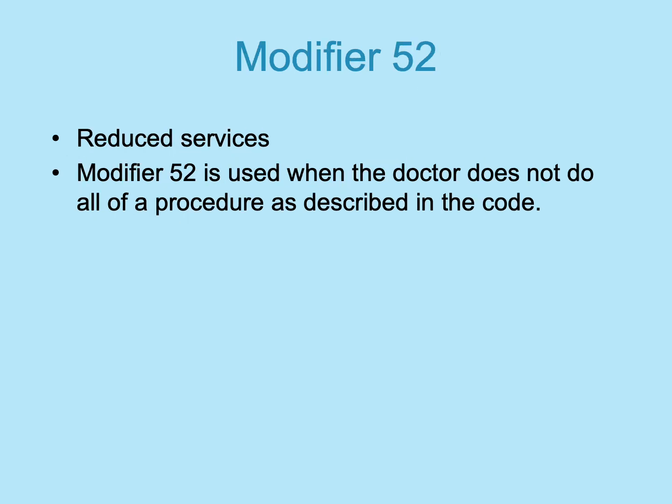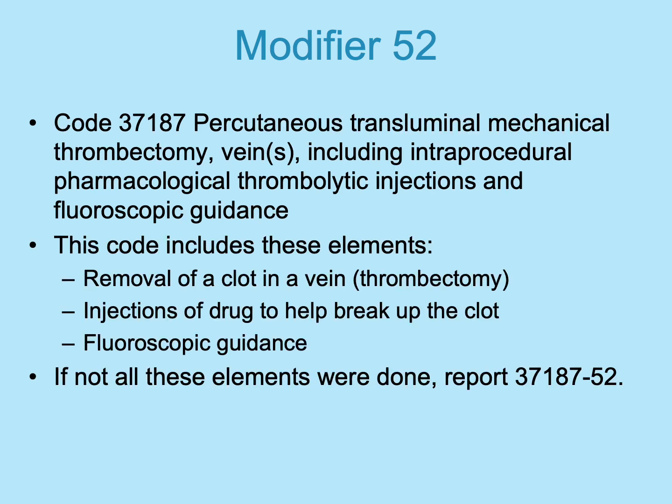Okay, modifier 52 is the opposite. This means less than the original service, the usual service, was done. The doctor does not include all of a procedure as described by a code. So here's an example, 37187, percutaneous transluminal mechanical thrombectomy, veins, including intraprocedural pharmacological thrombolytic injections and fluoroscopic guidance.